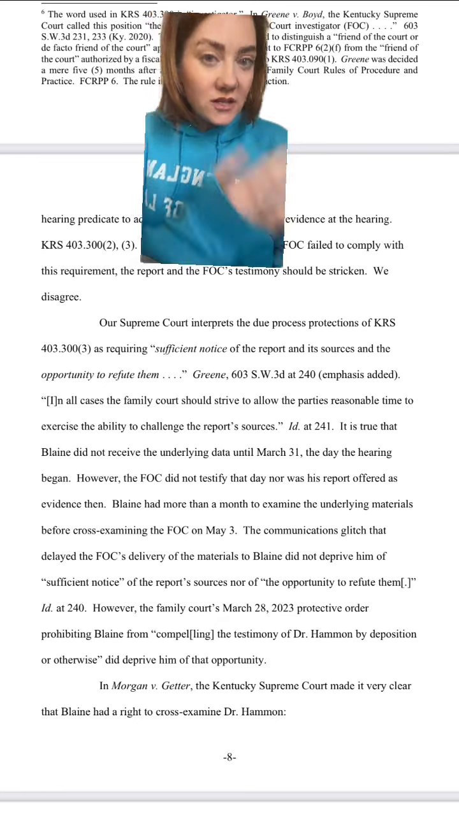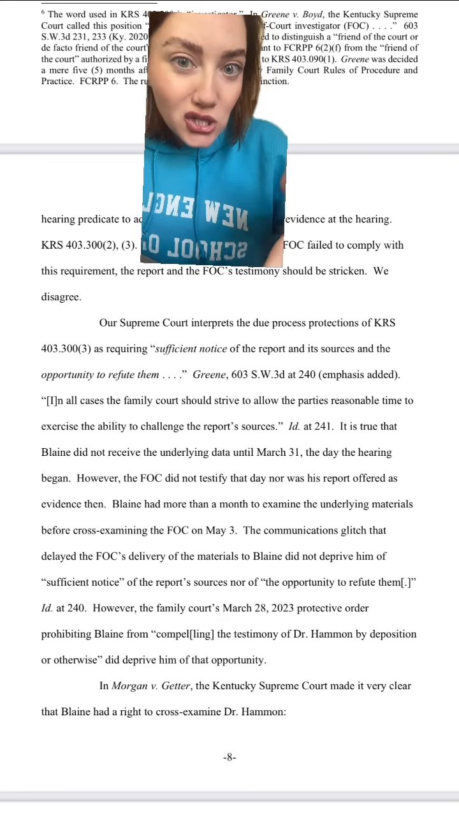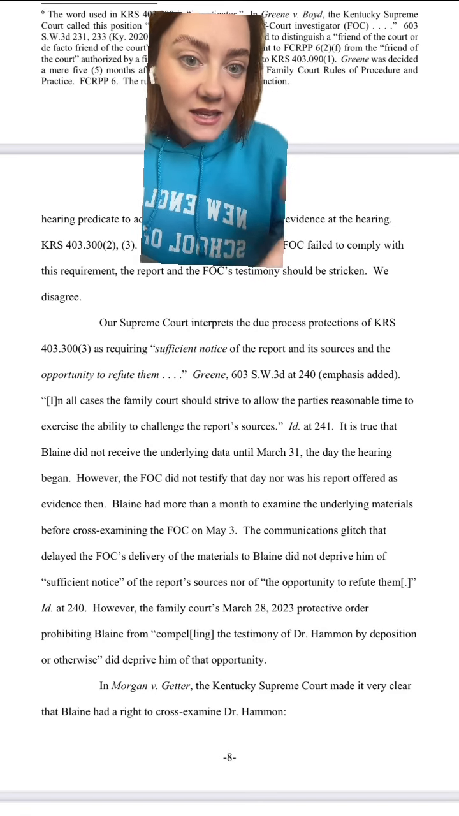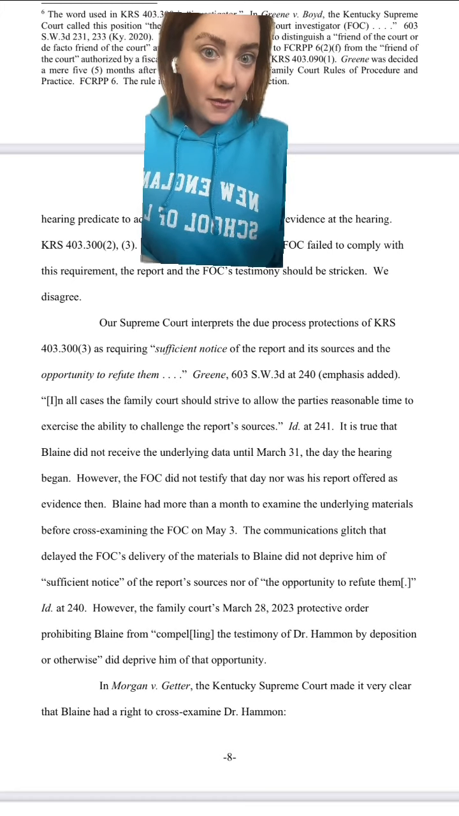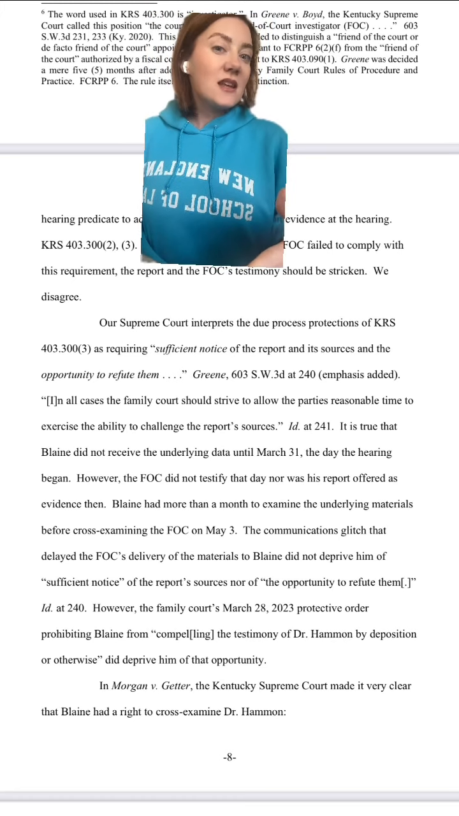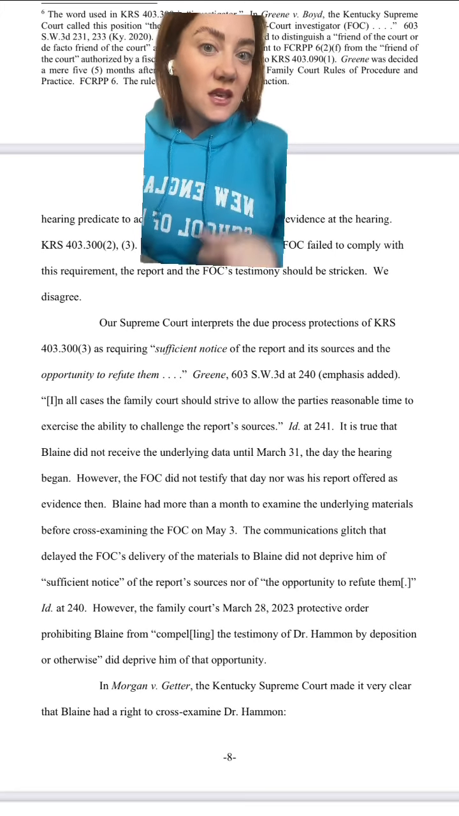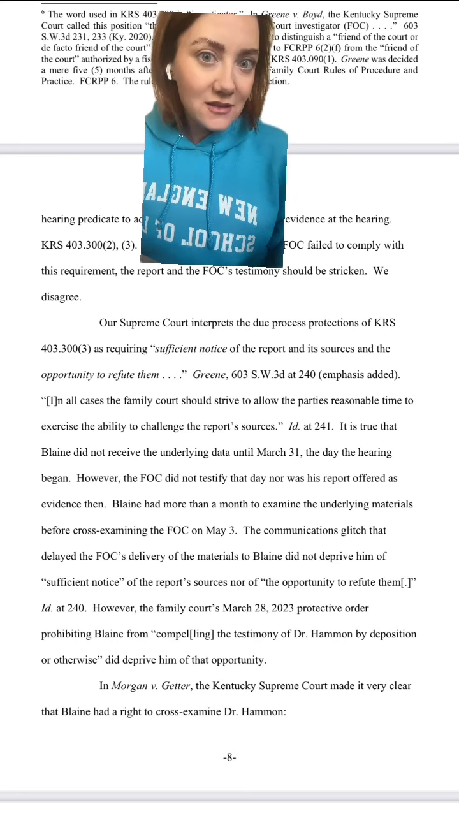The court goes on to say the Kentucky Supreme Court defines due process as sufficient notice of the report and its sources and the opportunity to refute them. There is zero way that Dad would have any ability to refute those sources if he is provided the information the day of trial, obviously.